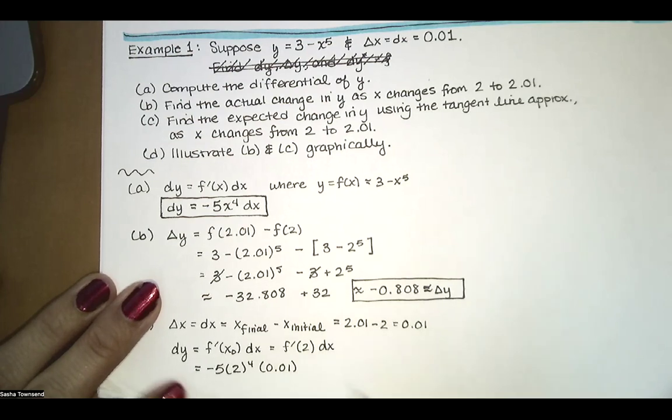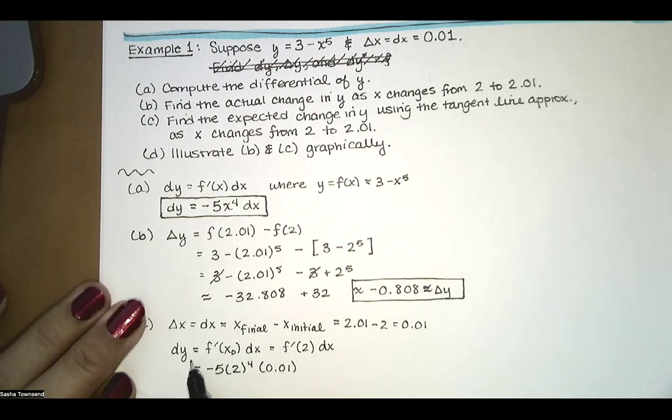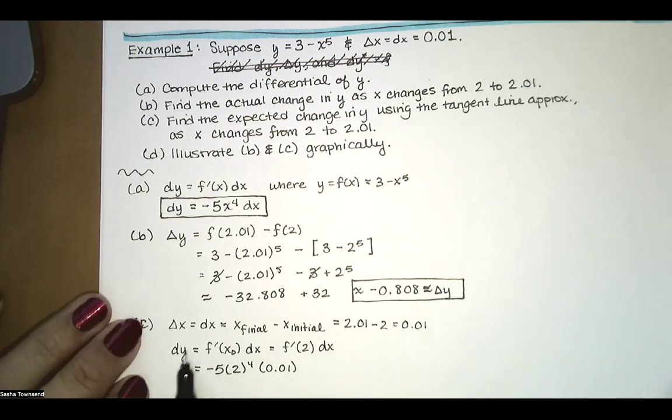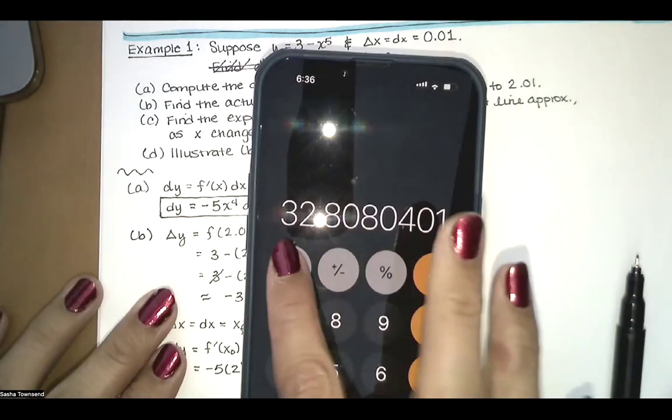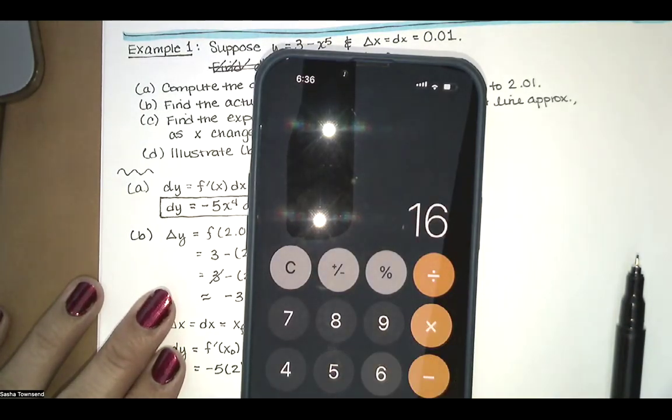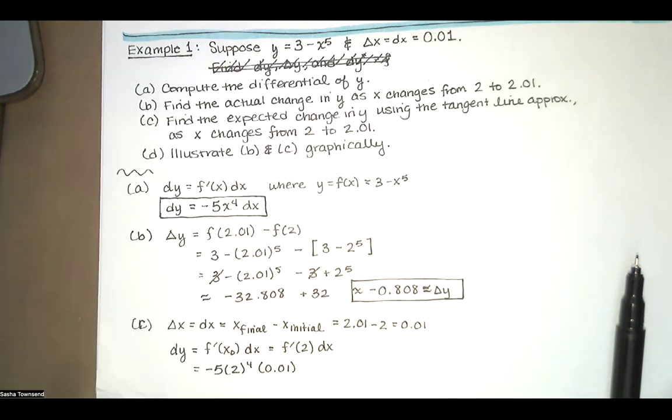That's going to be an approximation of the change in y using the tangent line as an approximation. So it's an expected change in y using that tangent line. So I have negative 5 times 2 to the 4th. 2 to the 4th is 16. So we'll have 5 times 16, 80, times 0.01, and I get negative 0.8.